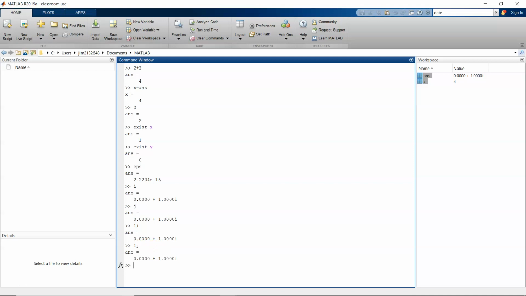Okay, infinite. 1 divided by 0. It won't give you an error like a lot of programs would. It gives you the number Inf, and NaN, not a number.